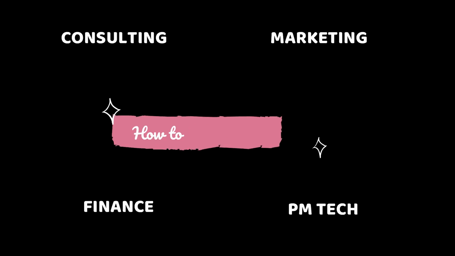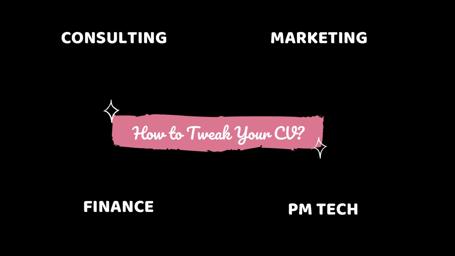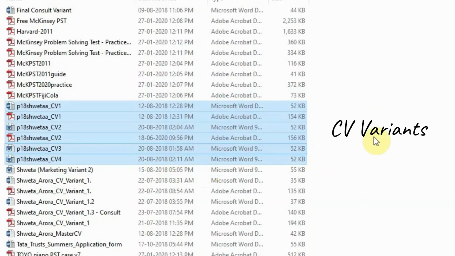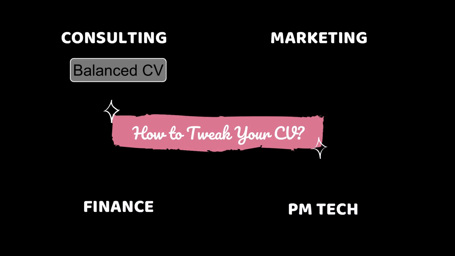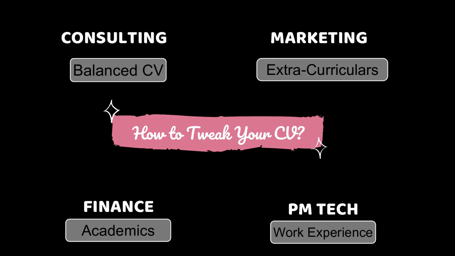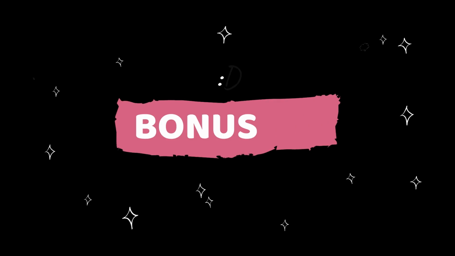Now, some of you may be interested in consulting, others in marketing, finance, or let's say PM Tech. So, how do you tweak your CV basis the role that you want to apply to? We do that by creating different CV variants for different fields. For example, consulting requires a balanced CV, marketing prefers more extracurricular activities, finance requires a good academics bucket, and PM Tech requires more internships or work experience which is relevant. So, the only thing you need to do is to pick those points from your master CV and add them into the different variants.